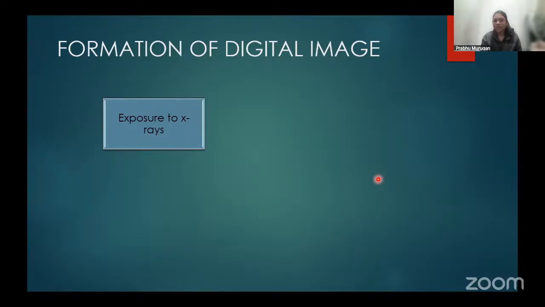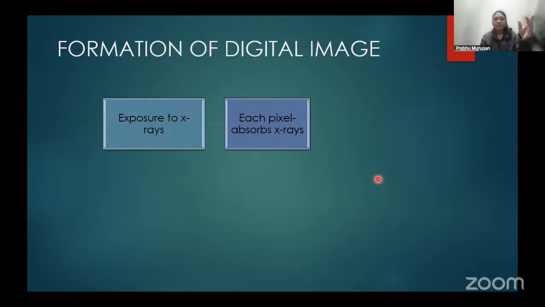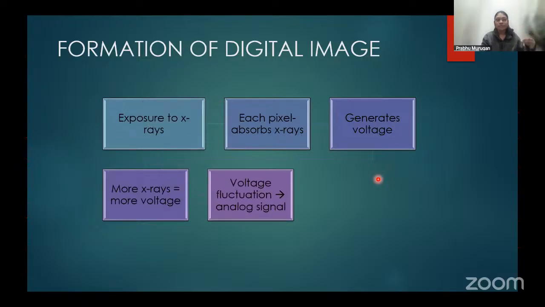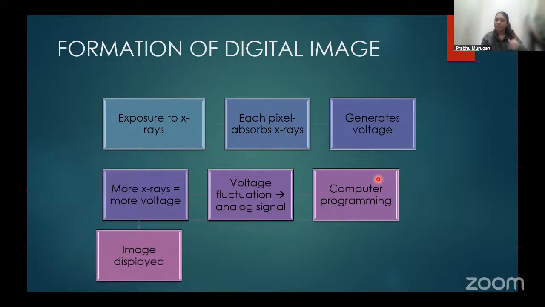The settings, everything is going to be the same as that of your X-ray film. The second step is each pixel, each square, is going to absorb a different amount of X-rays depending on whether it is passing through bone or through soft tissue. Each of these absorbed X-rays is going to generate some amount of voltage. More X-rays, more voltage. Less X-rays, less voltage. This difference in voltage creates a voltage fluctuation that creates an analog signal. This analog signal will be read by the computer program to give you the final radiographic image.